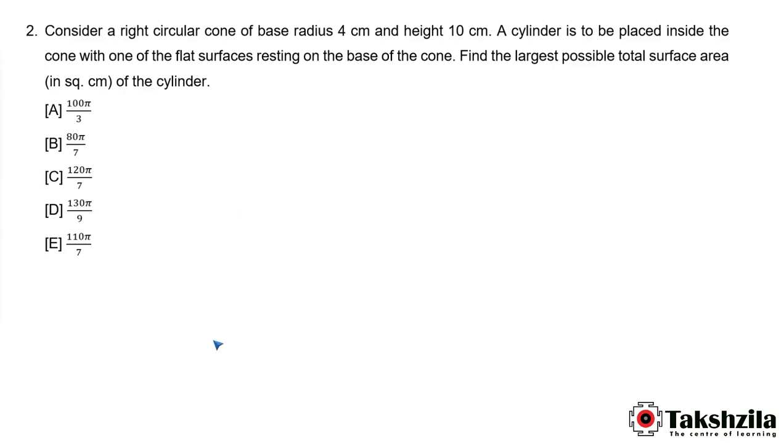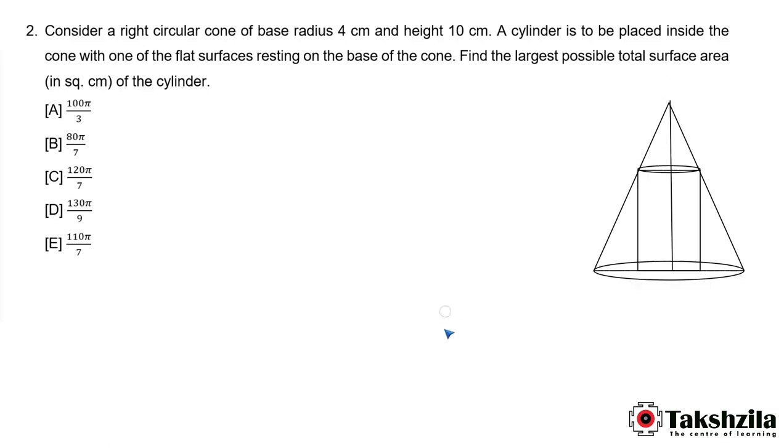Consider a right circular cone of base radius 4 cm and height 10 cm. A cylinder is to be placed inside the cone with one of the flat surfaces resting on the base of the cone. Find the largest possible total surface area of the cylinder in centimeter square. So let's have a look at the diagram. So over here there is a right circular cone and a cylinder inside it.